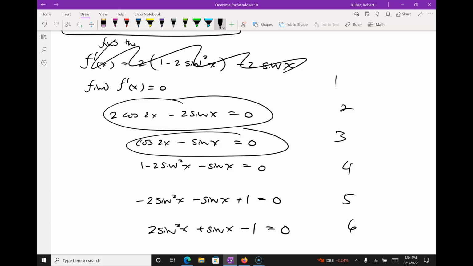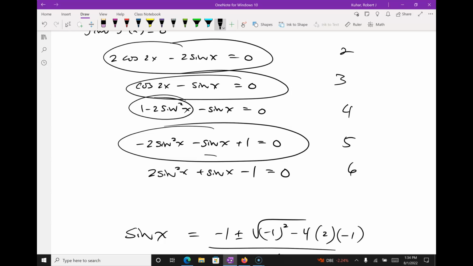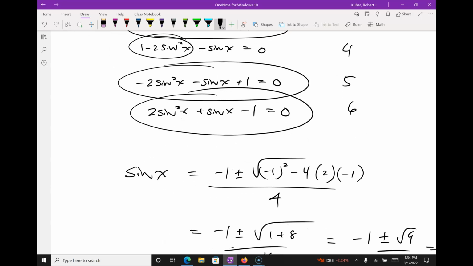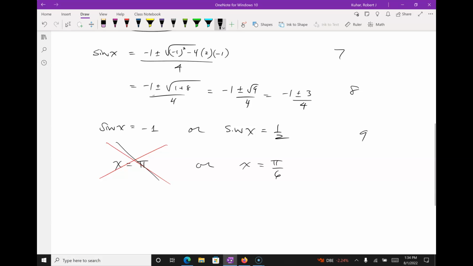We divided by 2. We used an identity for cos of 2x and realized that we had a quadratic. So we set the quadratic equal to 0. I used the quadratic formula. You could factor the quadratic if you want. I got 2 answers from the quadratic formula, -1 and +1/2. So I know that means sine of x is -1. That happens at pi, but that's outside my interval. And I know sine of x is 1/2 happens at pi over 6. That's inside my interval. So now all I have to do is plug in pi over 6 to f.